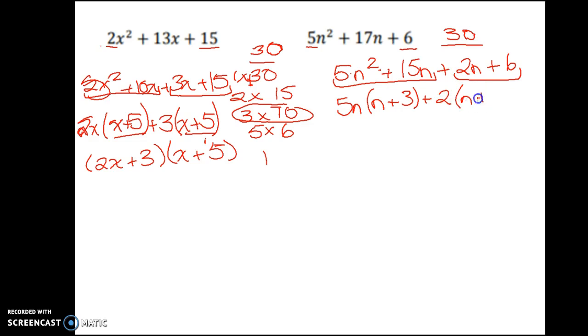Leaves me with n plus 3. Again, check and make sure that we've done it correctly. Our brackets match, so we've done it right. So my first bracket's going to be 5n plus 2, and second bracket's going to be n plus 3. Okay, so those were two positives where I had all positive factors and all positive a and b terms.